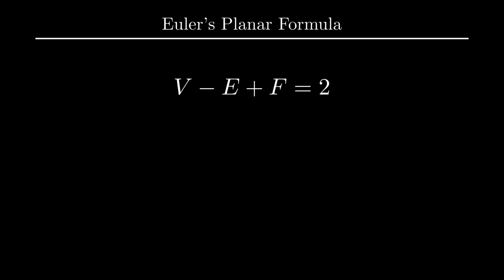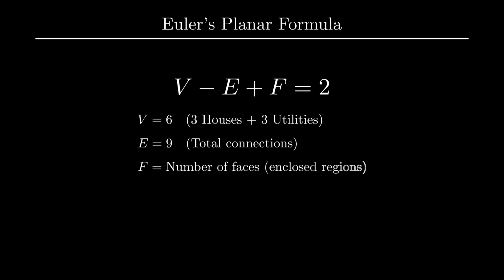The legendary mathematician Leonhard Euler proved that solving this puzzle on flat paper is mathematically impossible, using his famous formula for planar graphs: V minus E plus F equals 2. Here, V is the number of vertices, which is 6. E is the number of edges, which is 9. And F is the number of faces, or enclosed regions, created by the drawing.